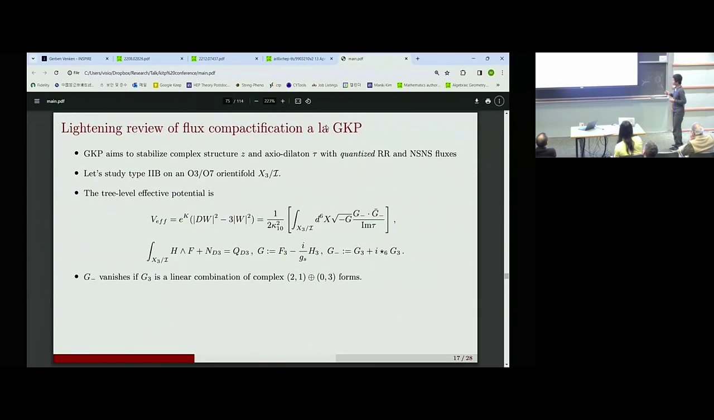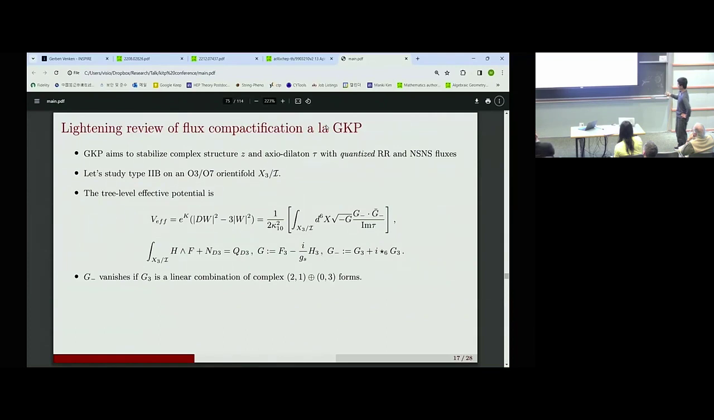What you're supposed to do is to turn on the Ramond 3-form flux, which is now written as F3, and you need to turn on the NS flux, H3, and then you just do the dimensional reduction. And this is the effective potential that you get. The detail is not really important. What is important is that the effective potential will vanish if this particular linear combination G minus vanishes.